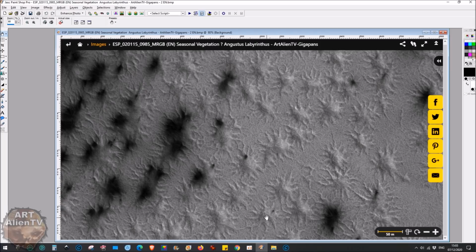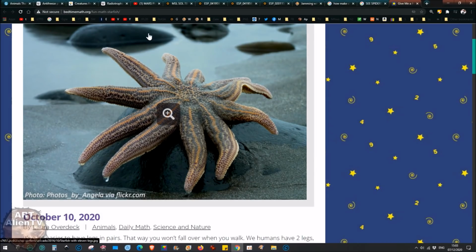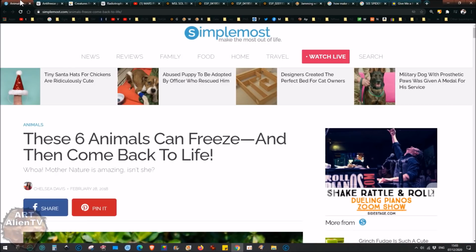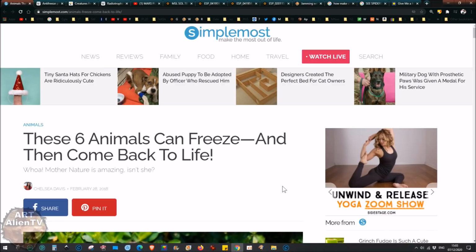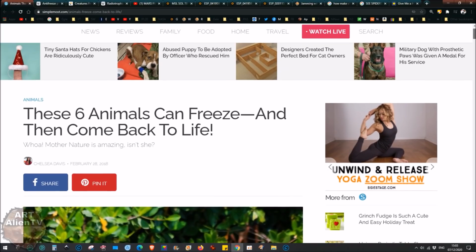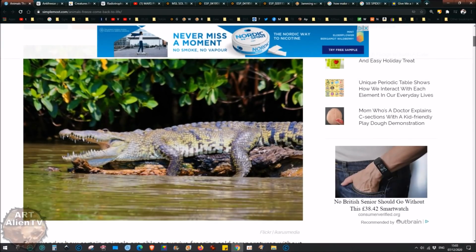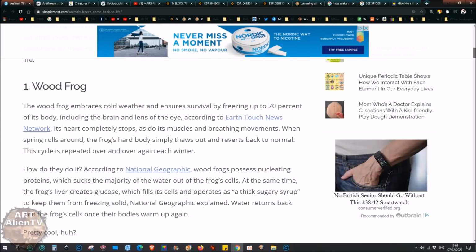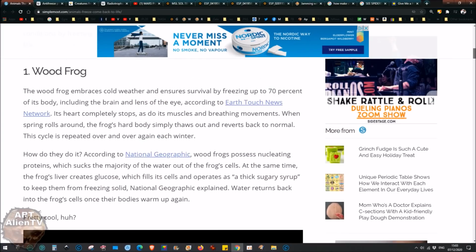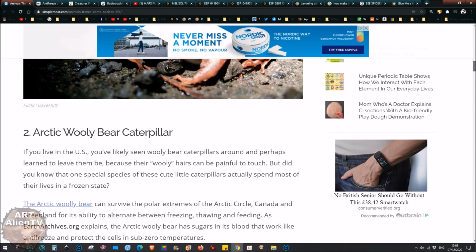Now, I've got some articles up here which I'm going to flick through. Let's start with this one here. There are many types of animals on Earth that can survive being completely frozen, and as long as they're defrosted in a natural way, they come back to life. Here's a bunch of animals on this page. 6 animals can freeze and then come back to life. The wood frog, this one here, can freeze and come back to life.